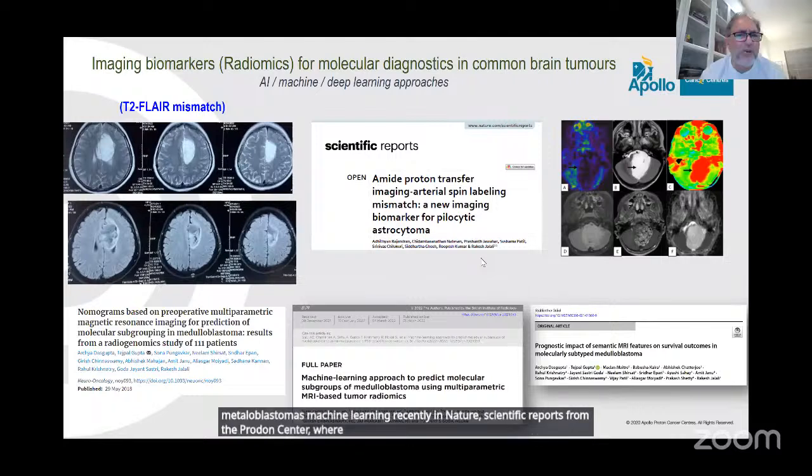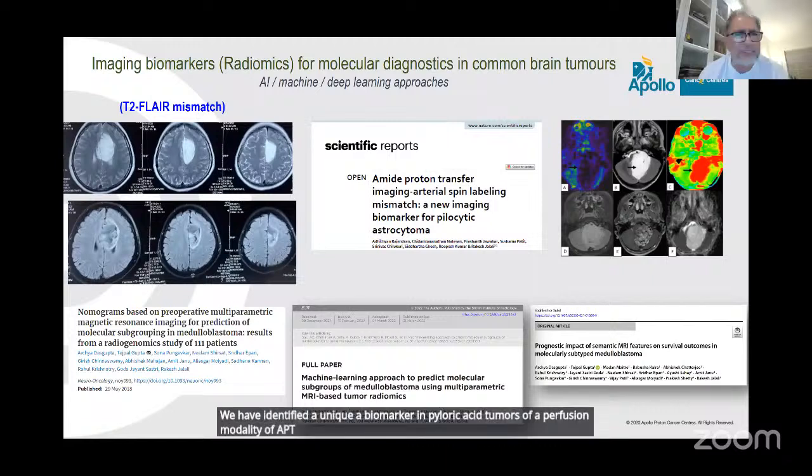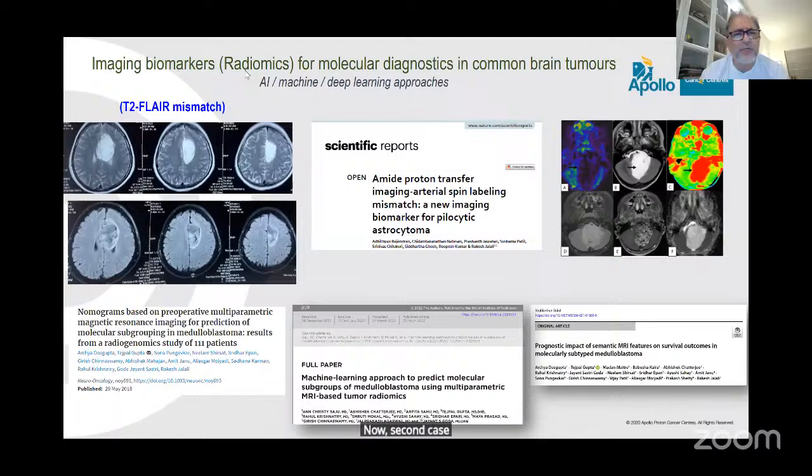Rupesh was also one of our co-investigators. We have identified a unique biomarker in pilocytic astrocytomas of a perfusion modality, of APT mismatch with ASL, and it has been increasingly studied in other centers of the world, as I understand. Now, the second case is actually trying to demonstrate the benefit of molecular classification.